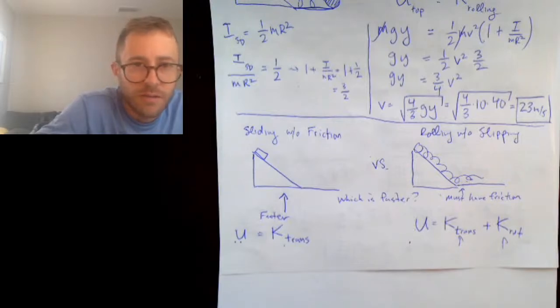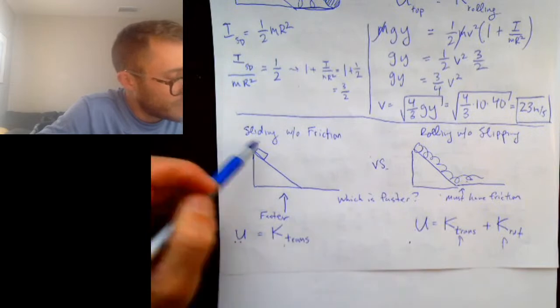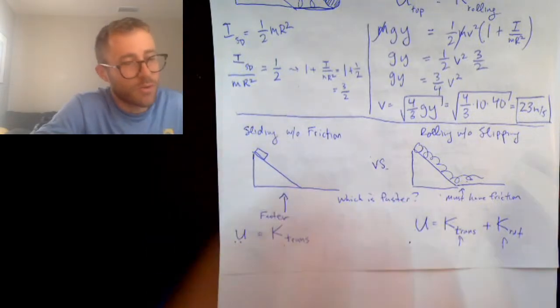So for that reason, sliding without friction is going to be faster than rolling without slipping.